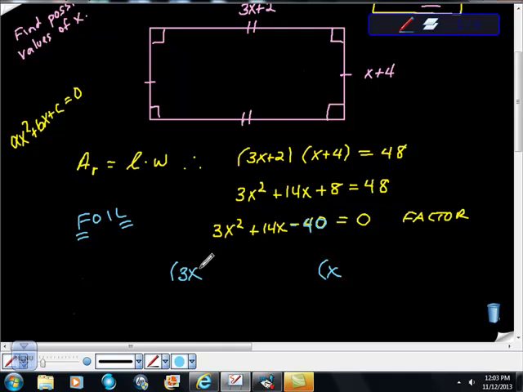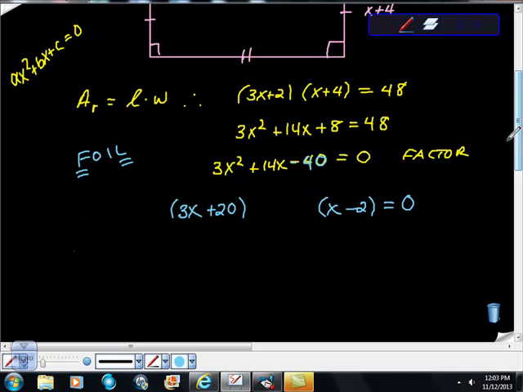I did my work, and I got (3x + 20)(x - 2) is equal to 0. I did go back and check it. 3x times x is 3x squared. Then 3x times negative 2 is negative 6x. 20 times x is 20x, and 20x minus 6x is 14x, so that worked. And 20 times negative 2 is negative 40, so that works.